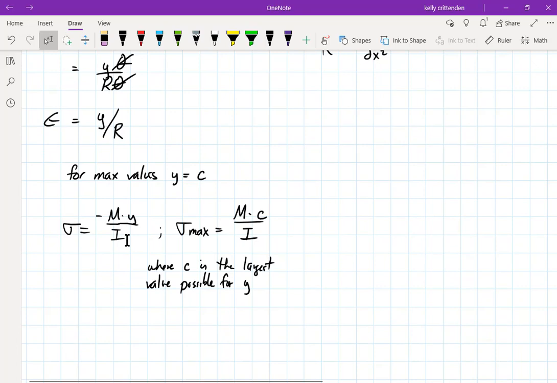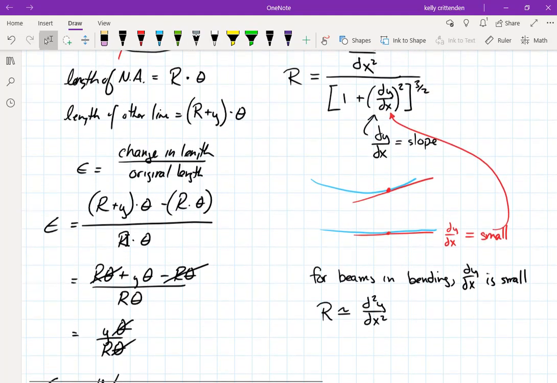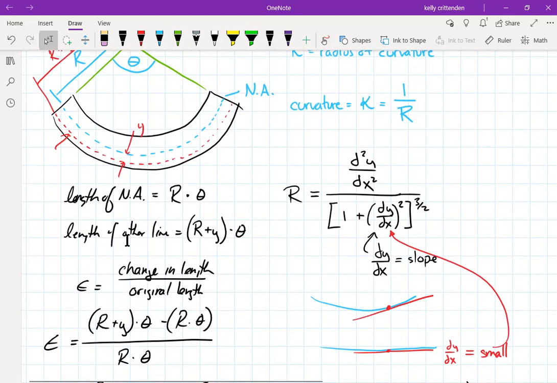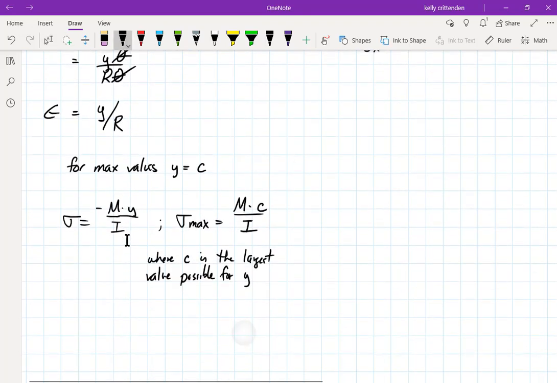So C is just a way to say, hey, just go find the largest value you can put for y and put that in there. That would also apply here, where we could say that the maximum strain, that's an epsilon, is equal to C over this radius of curvature. Okay, and I could take that bit of information and a few other things, including this equation.